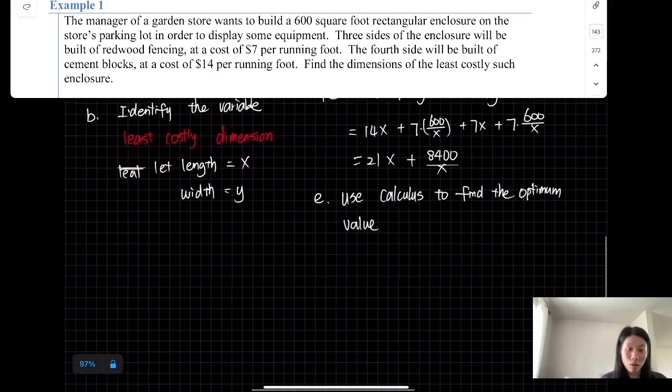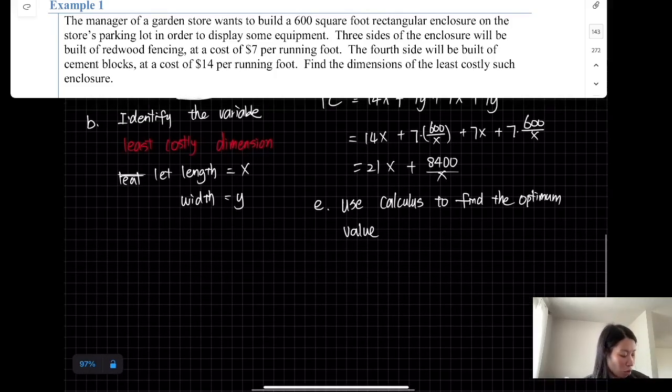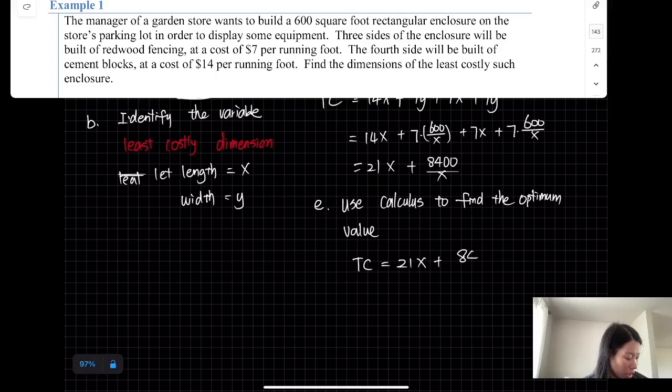Okay, so in our case, the total cost is equal to 21x plus 1800 over x. So why do we use the calculus? Because we know that at the critical points, the optimized value occurs. So that's why we need to look for the critical points for this function by setting the first derivative equal to 0. So let's find the derivative.